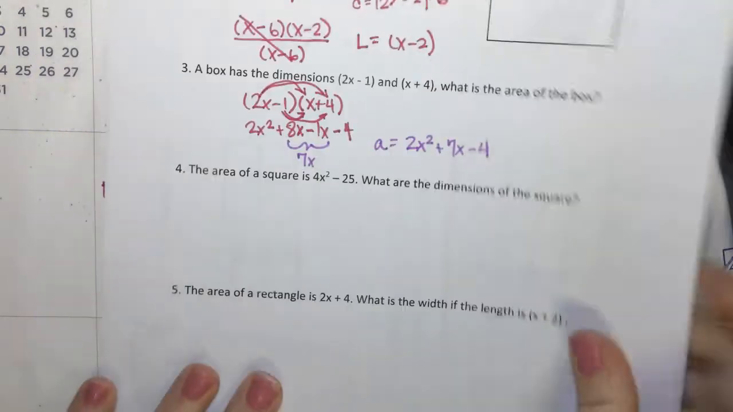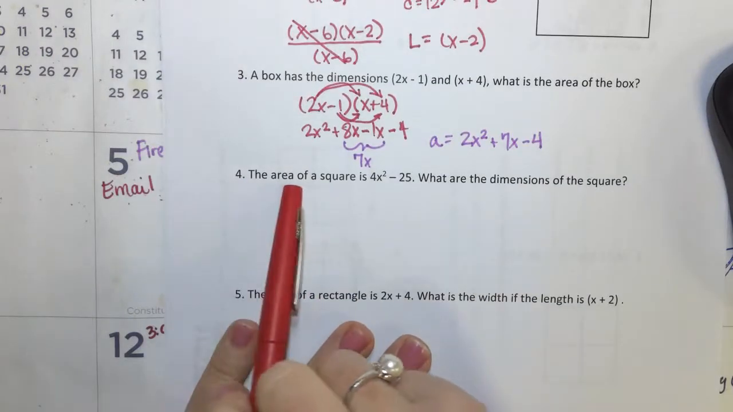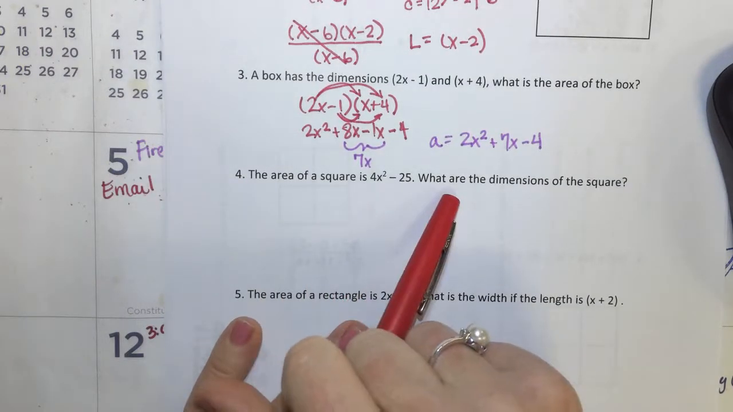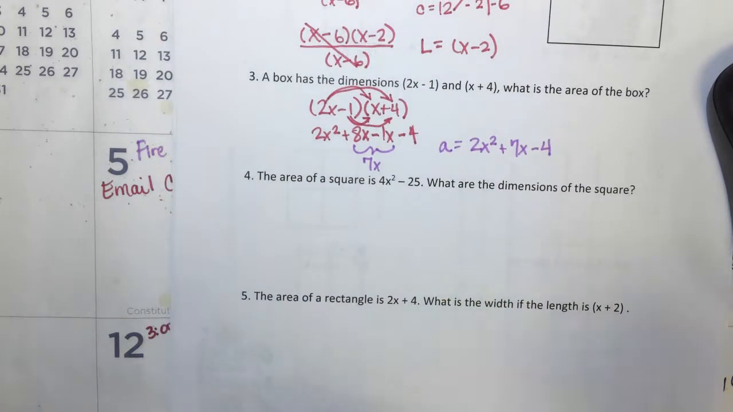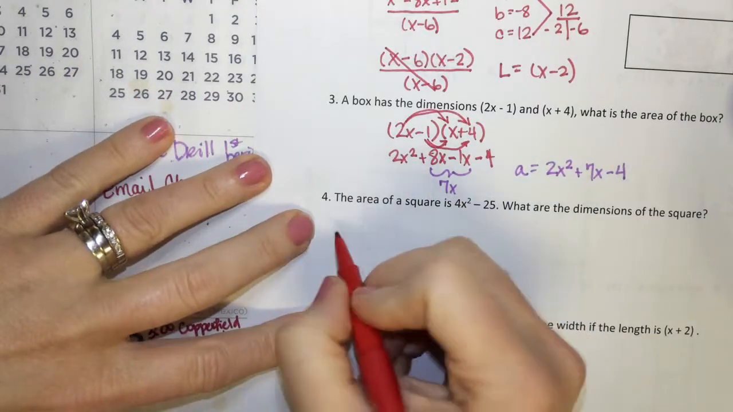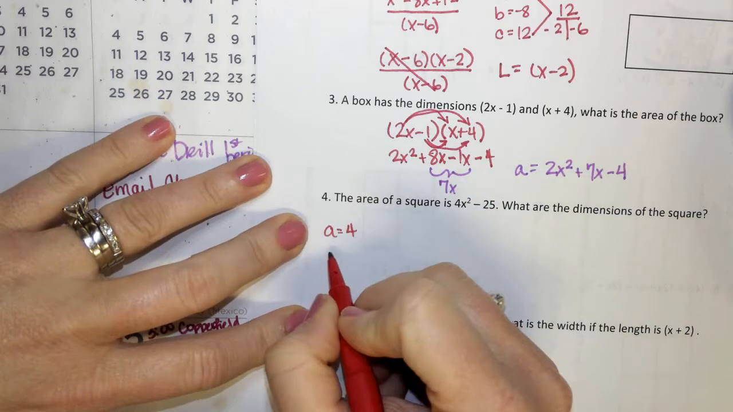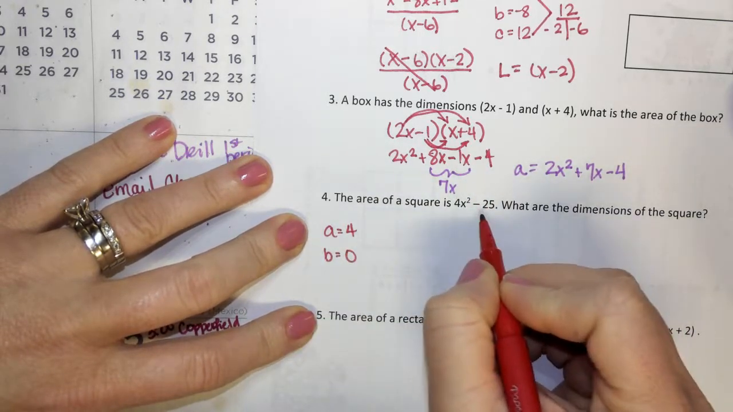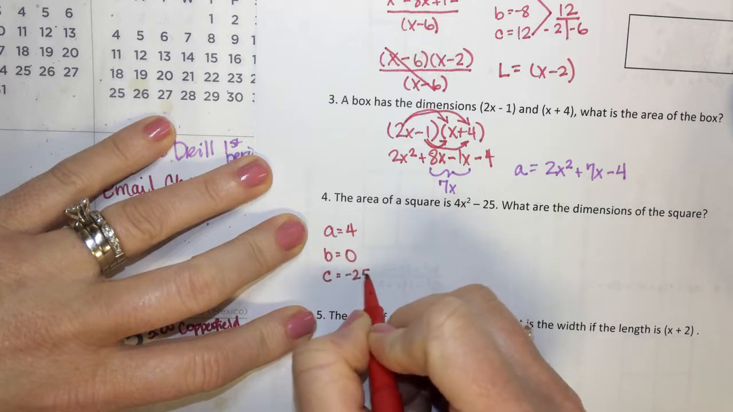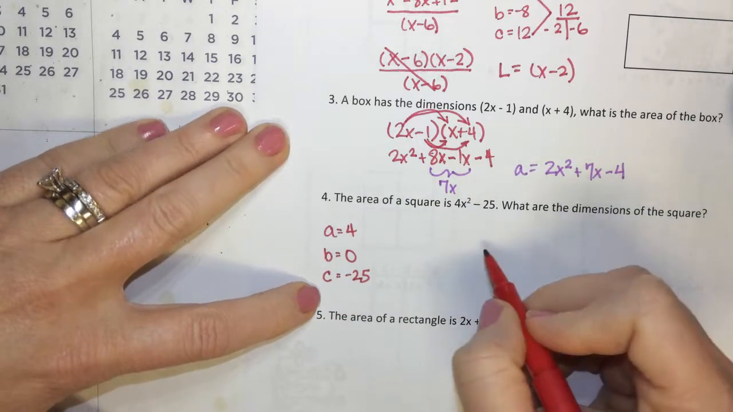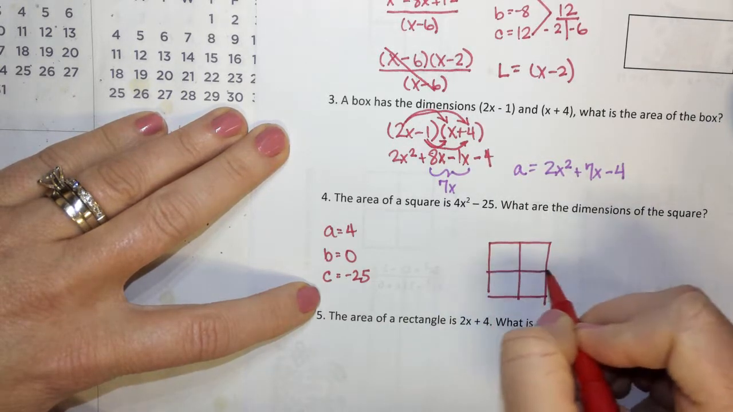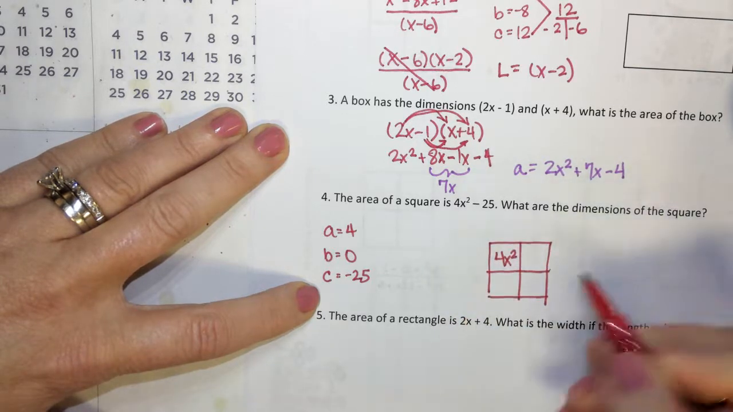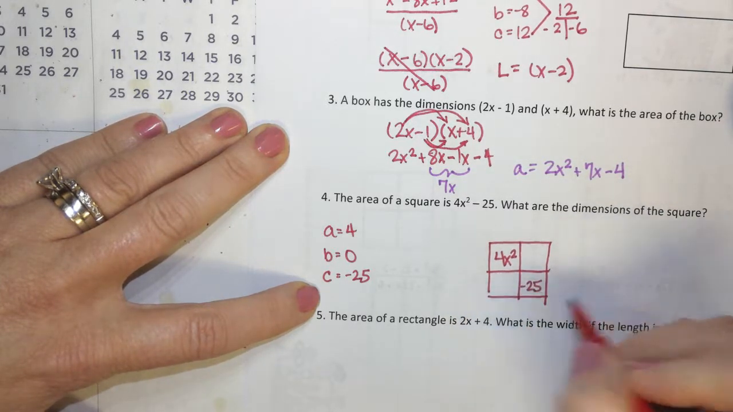Okay. Number 4. It says the area of a square is 4x squared minus 25, and it wants to know the dimensions of the square. So I'm going to have to factor out here. So I would have a equals 4, b is going to equal 0 because I don't have a b term, and c equals negative 25. And since a is not equal to 1, I'm going to have to use my box method. So I'm going to put 4x squared in the top left and negative 25 in the bottom right.